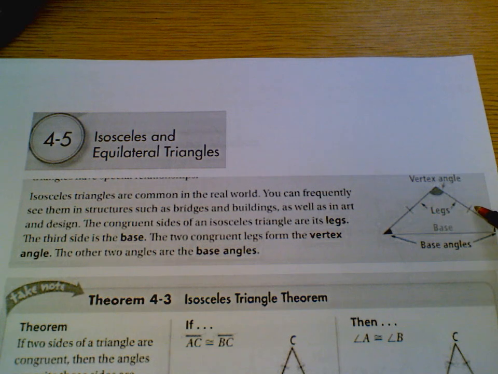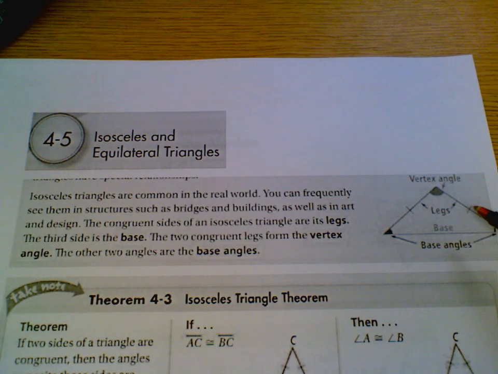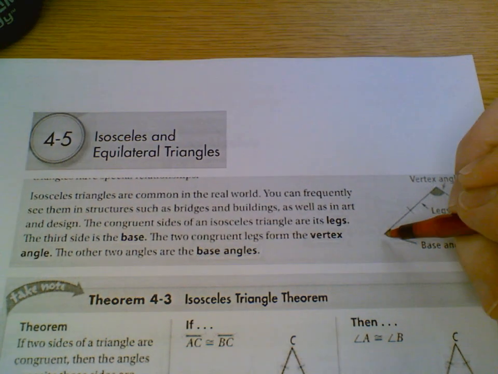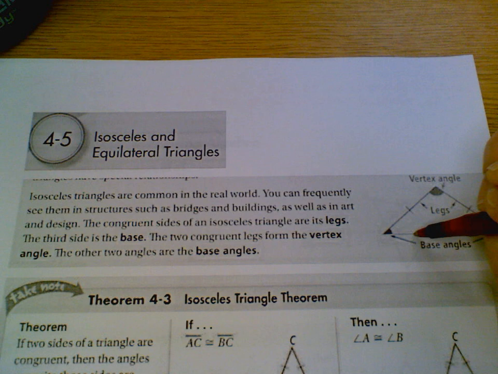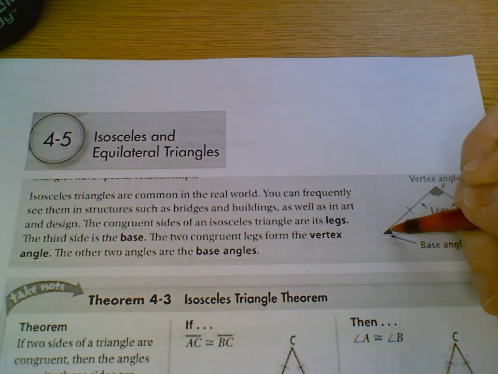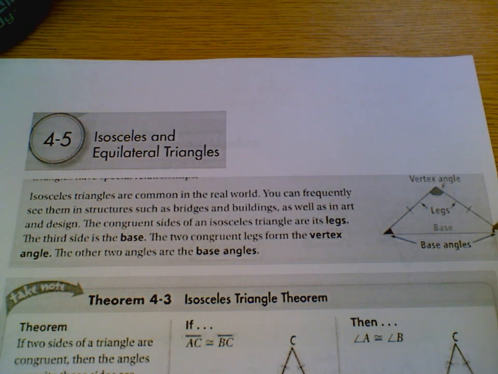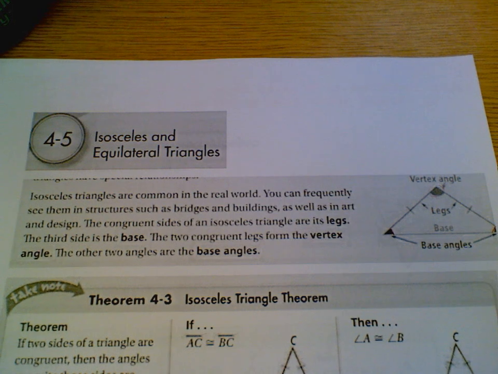Wherever you have two congruent sides, the angle opposite of that is going to be congruent to the other angle, and those are called my base angles. So these two that are congruent can be considered my legs. This side here is considered the base, and then the angles that are congruent to each other are my base angles. The angle that's by itself not congruent to anything is called the vertex angle.